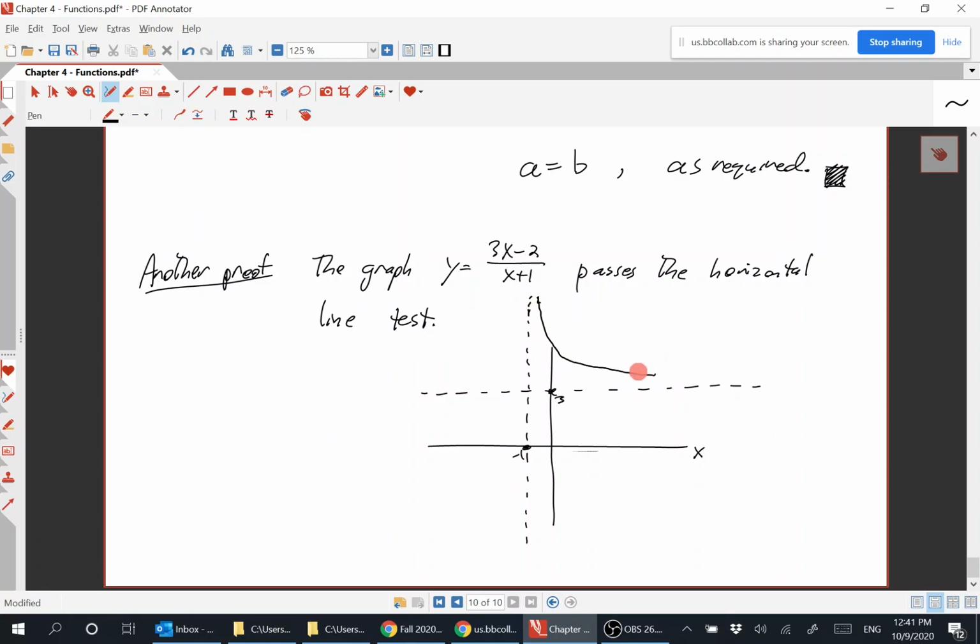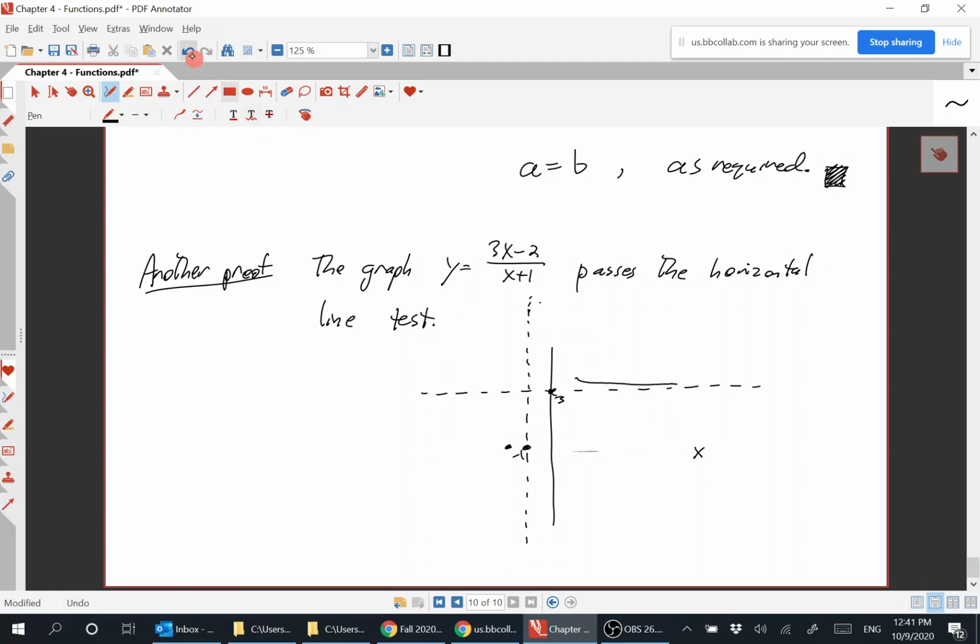Why does the horizontal line test tell you your function is 1 to 1? Where does it hit that? That's 3/2, yeah. Or 2/3. No, wait. Equals 2/3. Wait a minute. What did I do? Oh, sorry, that's not the graph.